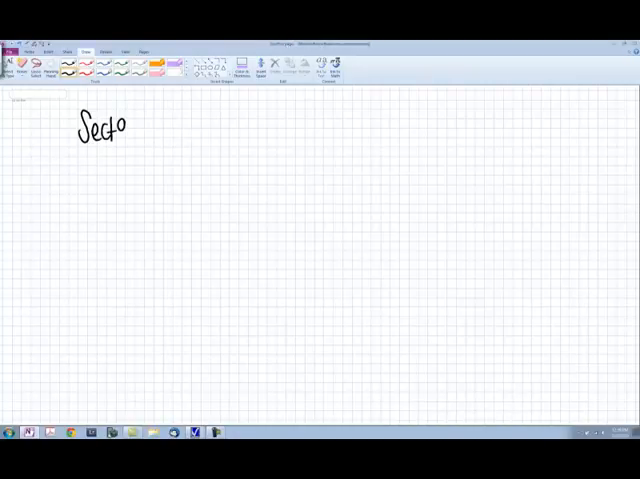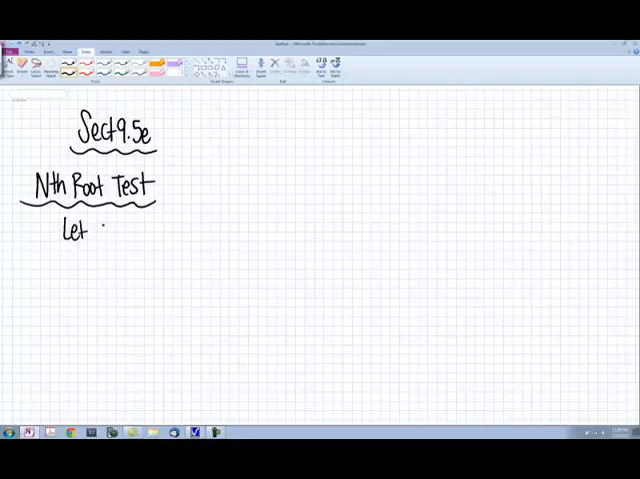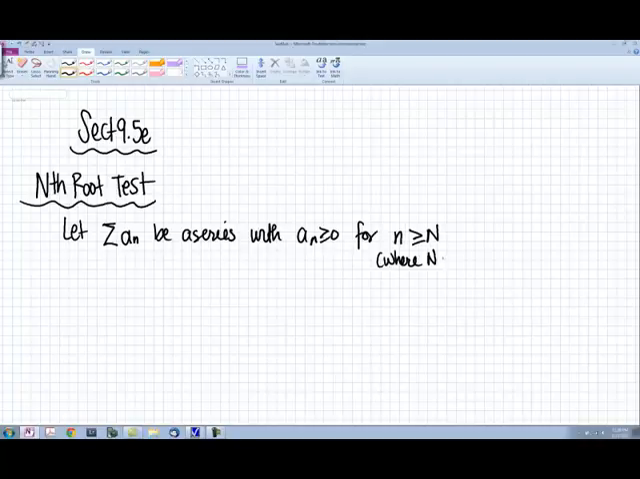Okay, we're going to deal with the last section of Chapter 9, so 9.5e, and we're going to do one last convergence or divergence test, and it's called the nth root test. Okay, so let's say we have a series of non-negative terms for all n greater than or equal to some N, where N is a positive integer.